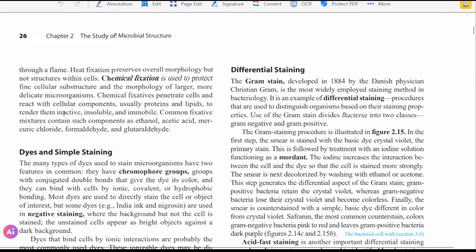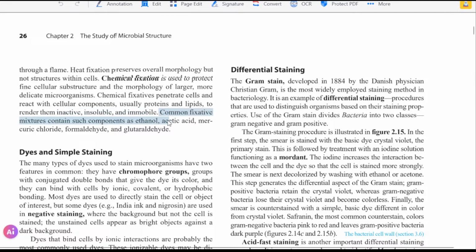We do have minerals and these kinds of things, but if they don't work, they stop. Their working isn't that dangerous, or you can say it doesn't drastically change the cell. Inactive, insoluble, and immobile. Right.